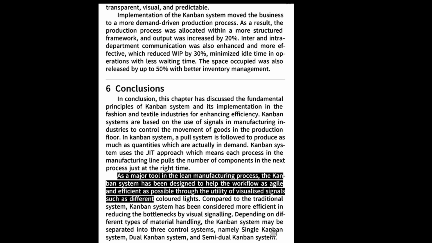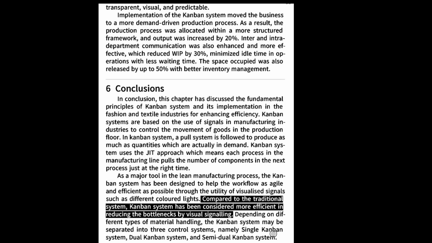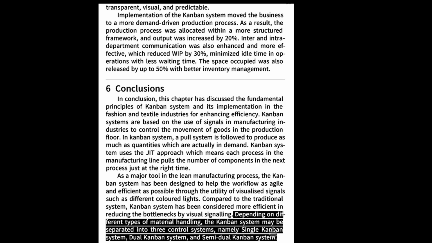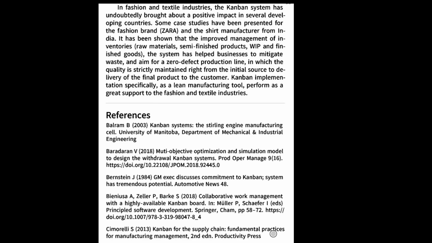As a major tool in the lean manufacturing process, the Kanban system has been designed to make the workflow as agile and efficient as possible through the use of visualized signals, such as different color lights. Compared to the traditional system, Kanban system has been considered more efficient in reducing the bottlenecks by visual signaling. Depending on different types of material handling, the Kanban system may be separated into 3 control systems, namely single Kanban system, dual Kanban system, and semi-dual Kanban system in fashion and textile industries.